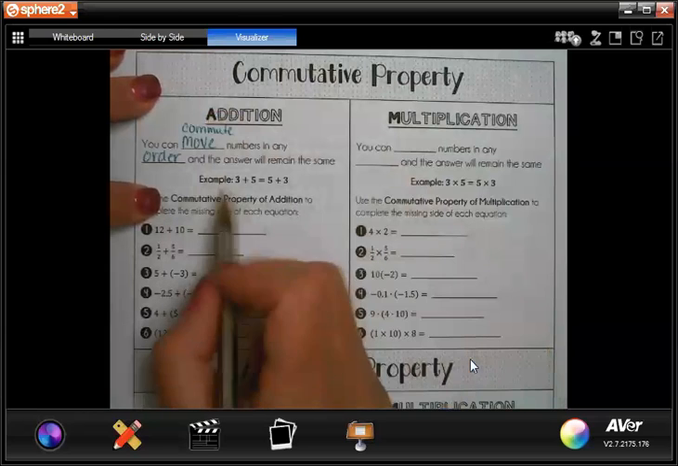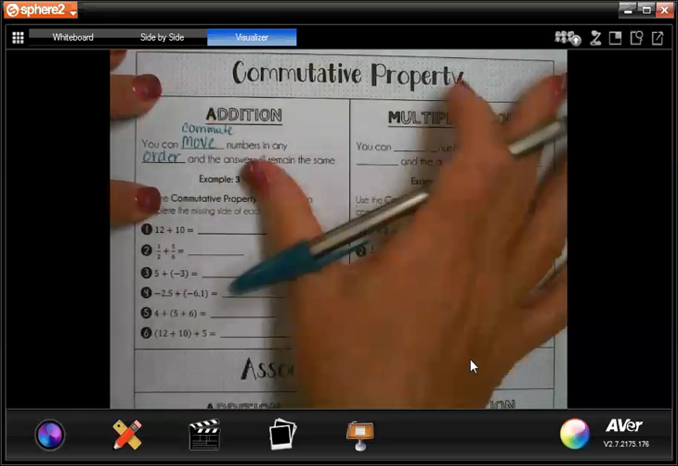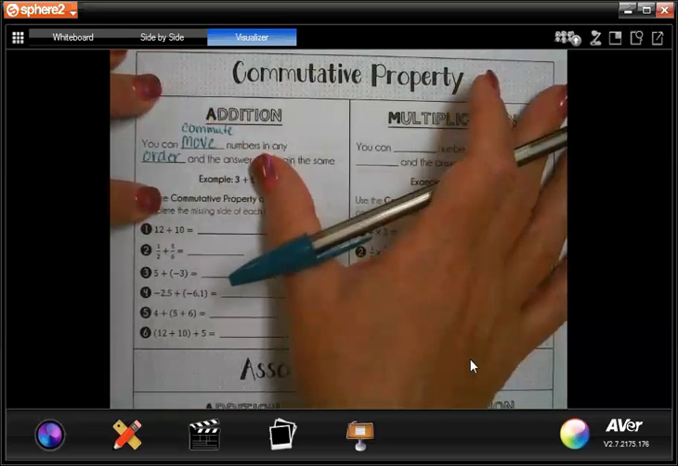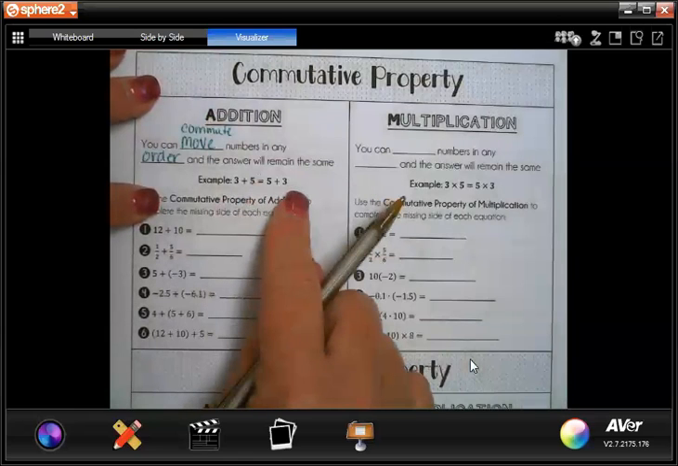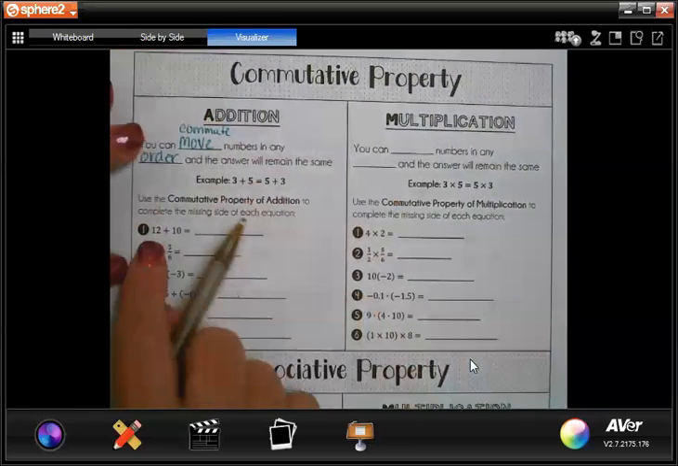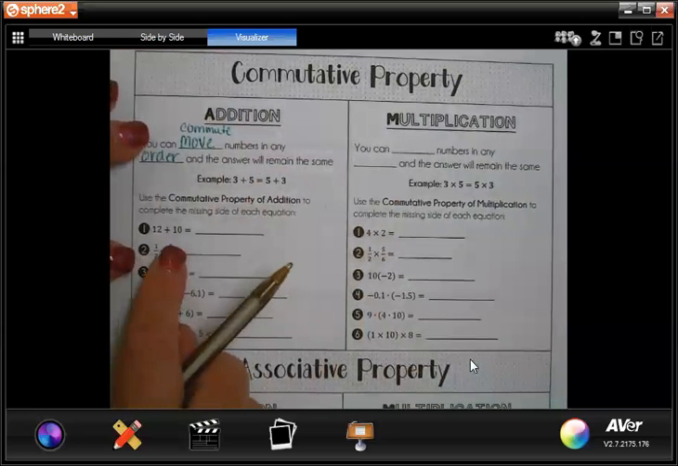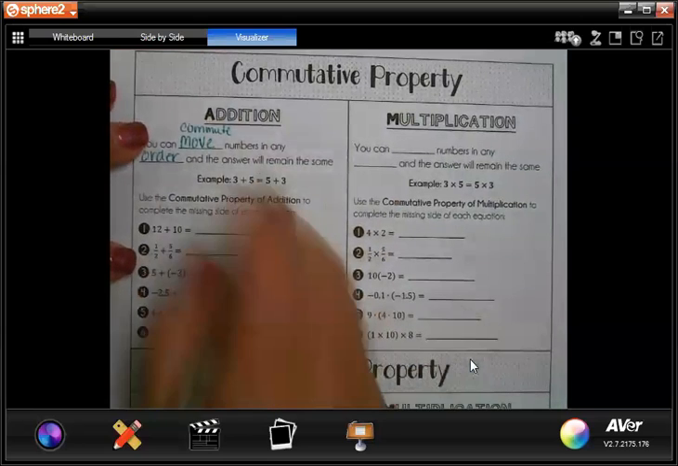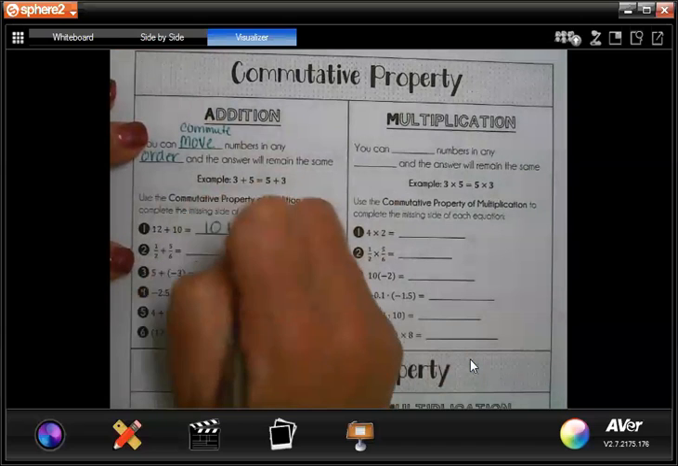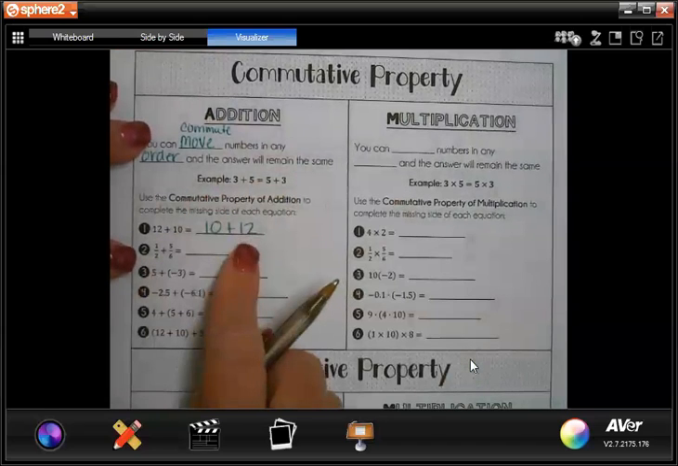So if you look at this, 3 plus 5, well, if I were to ignore that, 3 plus 5 is 8. Well, that's the same thing as 5 plus 3. 5 plus 3 is 8. So therefore, we're going to use the commutative property of addition. 12 plus 10 is 22. That's the same as 10 plus 12. Notice, I did not change the numbers. I just rewrote them in a different order.